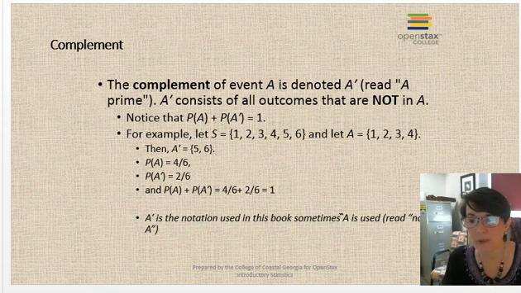The complement just means not. So the complement of event A is denoted in this textbook as A prime, with that little prime after it. And it just means everything that is not A.